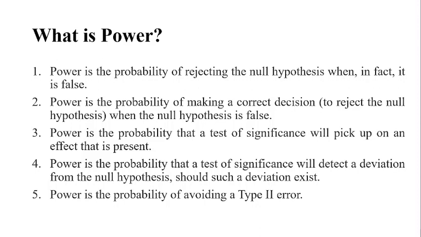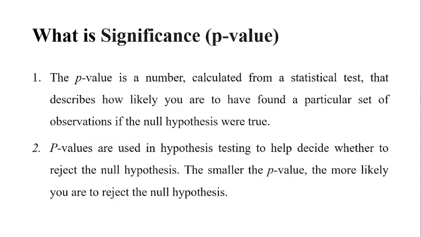So first we talk about power. Power is the probability of rejecting the null hypothesis when in fact it is false. Power is the probability of making the correct decision, that is, to reject the null hypothesis when the null hypothesis is false. Power is the probability that a test of significance will pick up on an effect that is present. Power is the probability that a test of significance will detect a deviation from the null hypothesis should such a deviation exist. Power is the probability of avoiding a type 2 error.